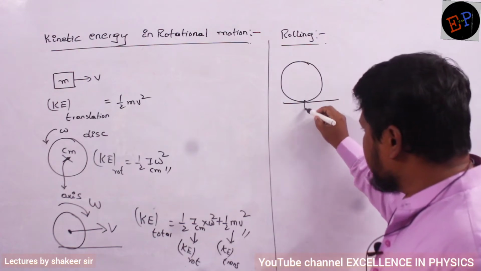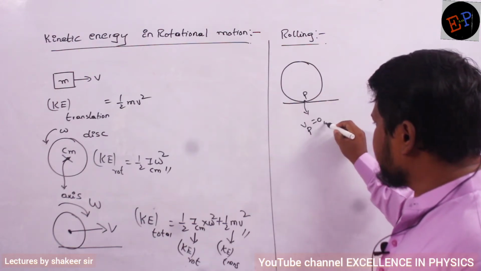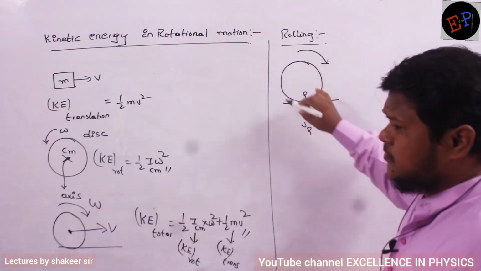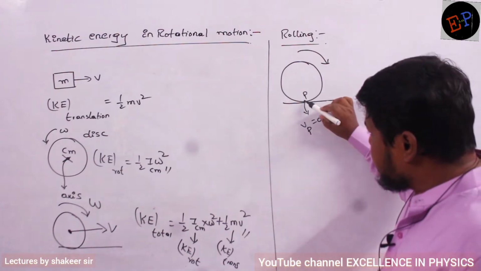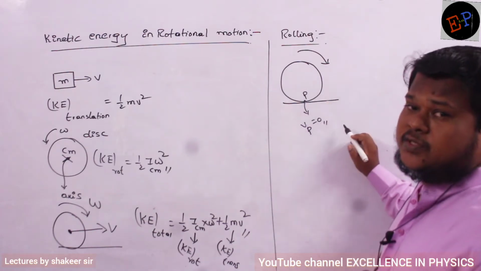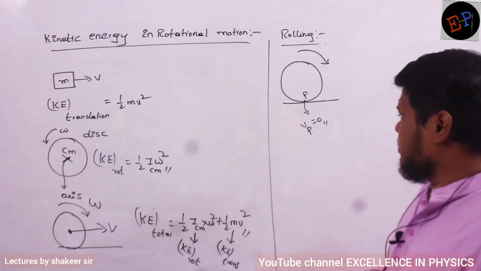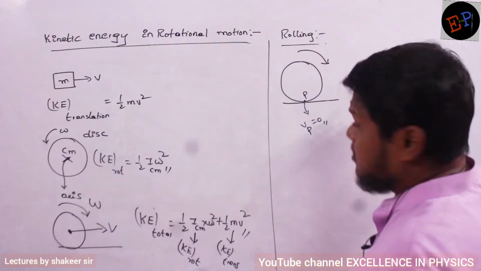So if I take the velocity of this point p, then the velocity of point p is 0. But for other parts of the tire, definitely it will have some tangential velocity. But the tangential velocity of this point will be how much? 0. That condition is called the rolling condition. Now if you take the condition of rolling, here I will write down, what is the condition of rolling?